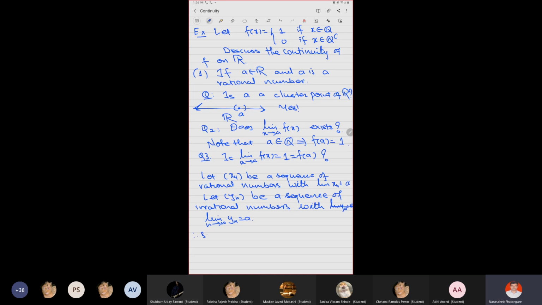So therefore, since xn is rational for all n, what is f of xn? What is the value of the function at xn? 1 for all n. Therefore, what is the limit as n tends to infinity of f of xn? It is 1. Also, yn is irrational for all n. So what is f of yn for all n?